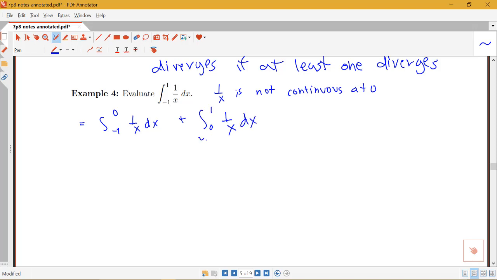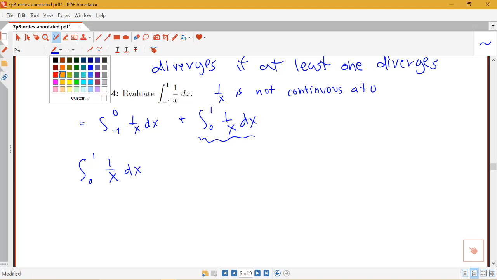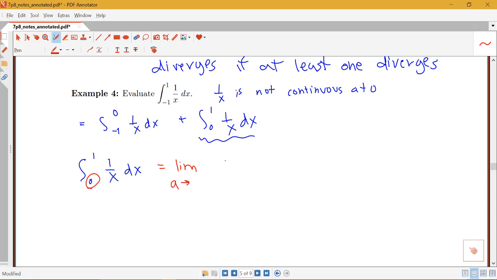And then I can just look at evaluating one of these. Let's say I decide to look at just the integral from 0 to 1 of 1 over x dx. So notice that the problem value here is the lower one. That's the part where my 1 over x is not continuous, so I'm going to need to write this as a limit, and you can use whatever letter you want to replace that 0. I'm going to choose to use a. So I know I'm going to have to approach 0, so I'm going to have an integral from a to 1 of 1 over x dx, and then I just need to think about what direction I'm approaching it from.